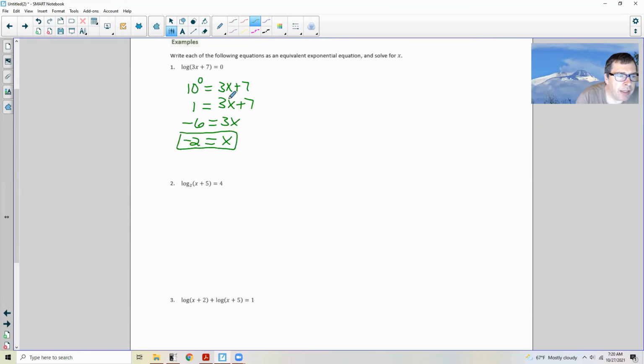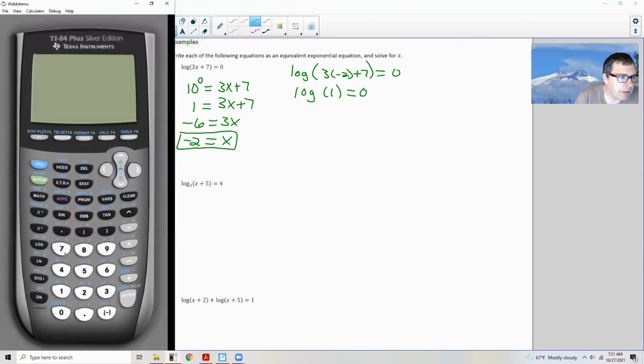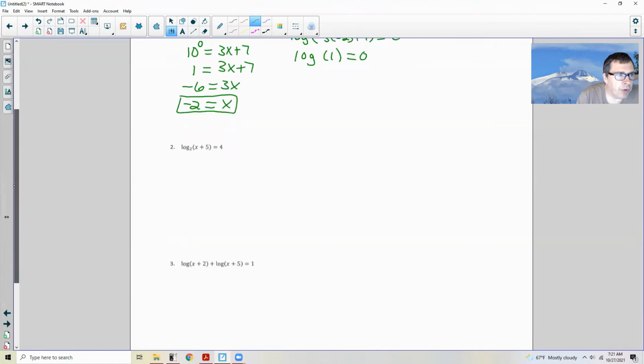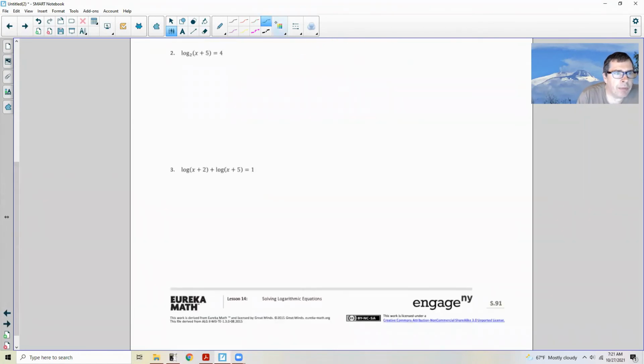Okay? And then I can check that. So if I check it, log of 3 times negative 2 plus 7 has to equal 0. Log of 3 times negative 2 is negative 6, plus 7 is 1. So log of 1 must equal 0. If I go in my calculator and say log 1, enter, it is 0. So that's how you check your answers. So we're going to do problems and check them.